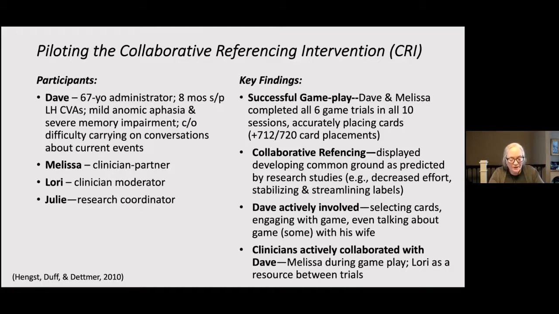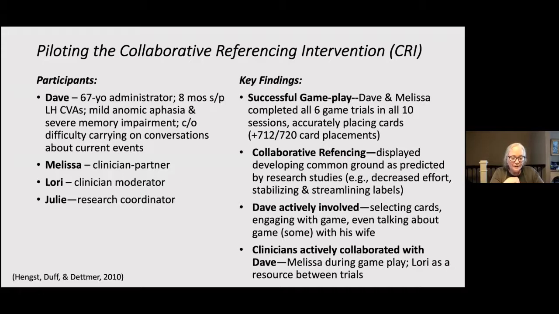So our initial pilot study was designed to explore the feasibility then of using the CRI with clients specifically. Would clients and their families actively collaborate with clinicians in developing the referencing targets, and could clients engage with a greater number of cards and greater number of sessions? And more importantly, could clinicians stay aligned as gameplay partners during the intervention and resist slipping into a clinical stance that would detract from gameplay?